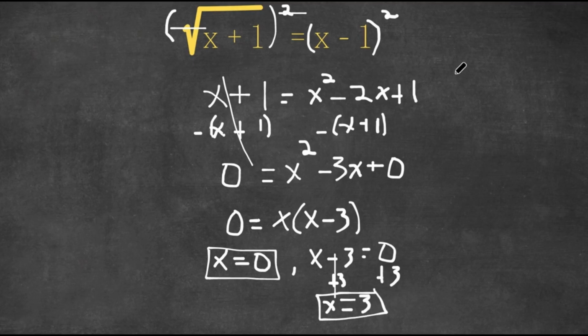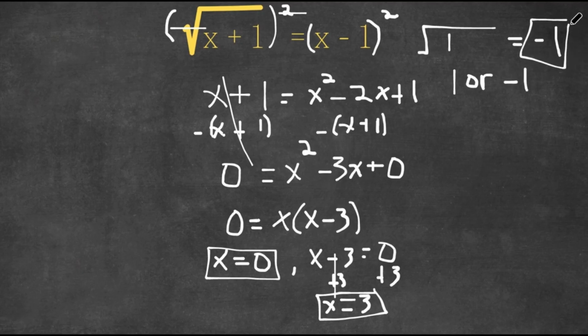Now, if we plug in 0 into the equation, we get the square root of 0 plus 1 is 1 equals 0 minus 1 is negative 1. Now, the square root of 1 is actually 1 or negative 1. I know most people think that it's just 1, but it's actually 1 or negative 1. So this is right. This is a solution. Now let's plug in 3.